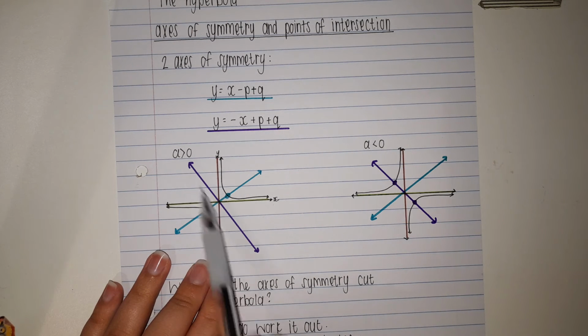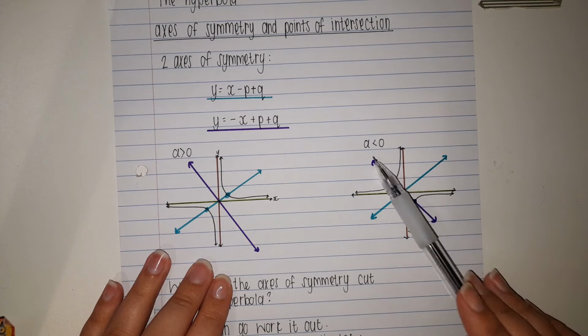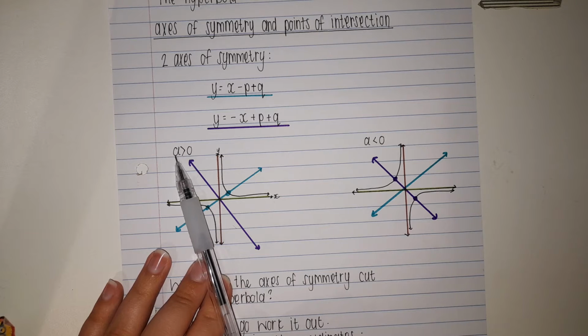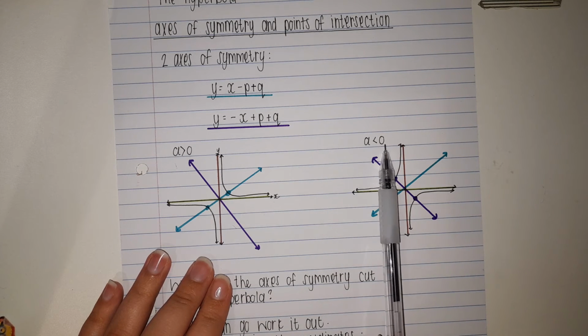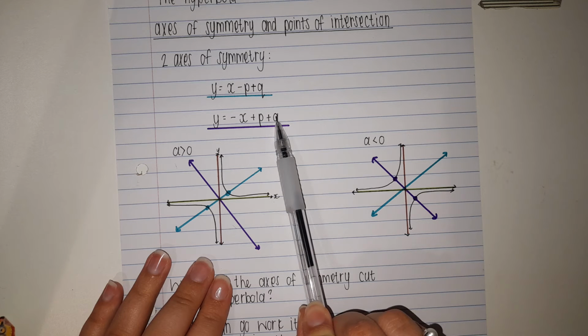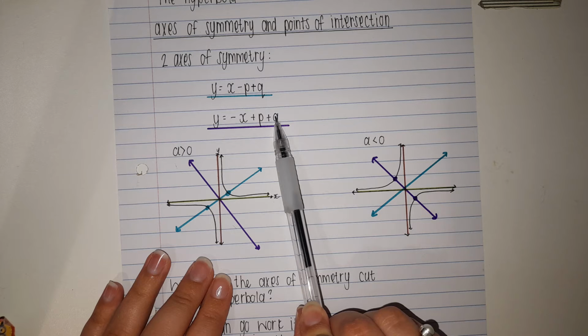Which means it's in the opposite direction. Okay, so these two lines stay exactly the same, no matter if your A is bigger than 0 or your A is smaller than 0. These two positions do not change at all. The only thing that's going to change is where it cuts the graph.